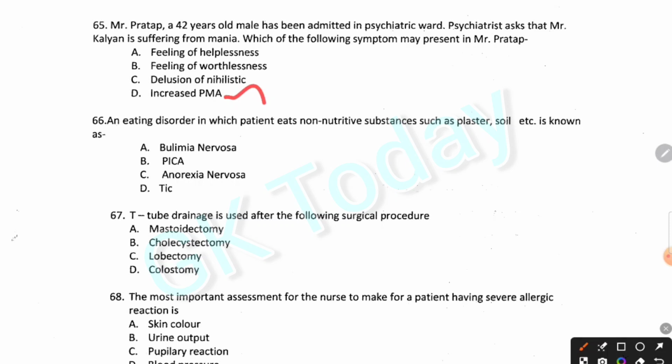Question number 66. An eating disorder in which patient eats non-nutritive substances such as plaster, soil, etc. is known as PICA.